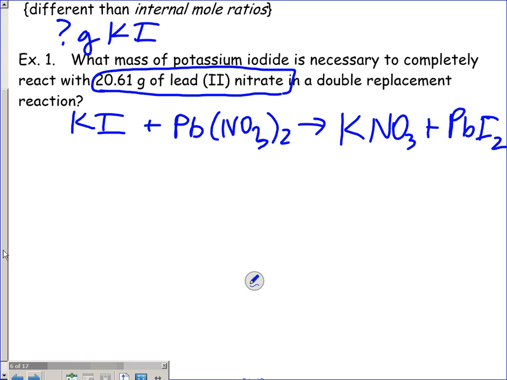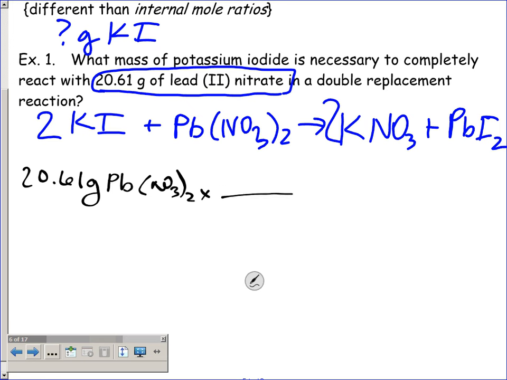20.61 grams of lead nitrate. All right, what is the obvious first step? You can't do anything with grams, right? You have to convert to moles because eventually you want to get from lead nitrate to potassium iodide. There's no way to go from A to B unless you have their mole ratio. So before you can even tackle the mole ratio, you need moles.